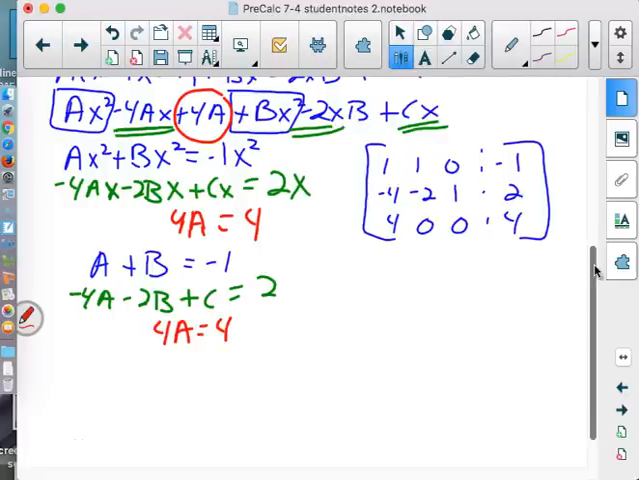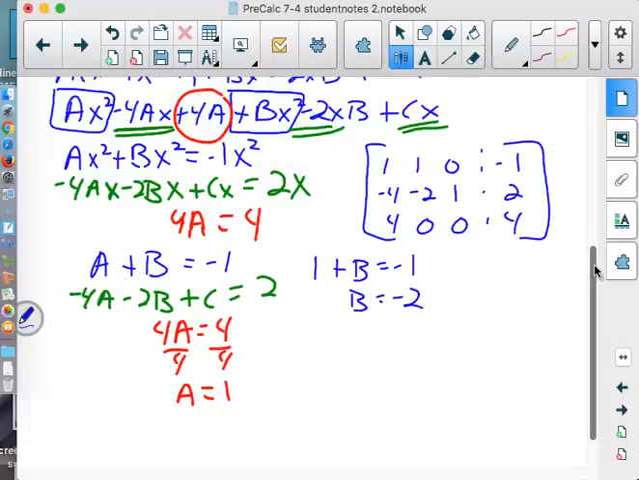That last one very quickly tells us that A is going to be 1. A has to be 1. And then we do our back substitution. We realize we can't go to the green one yet. The green one has too many variables. But if I go back up to the top one in the blue, subtract 1 from both sides, B is -2.